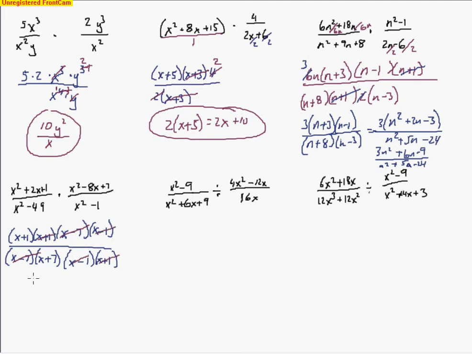So what do we have left over? Well, we got that x plus 1 on top. Down below, we got that x plus 7. That is our answer. So taking a look at our next problem here.